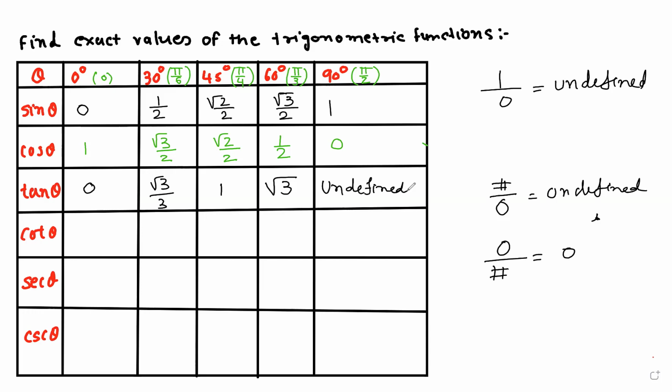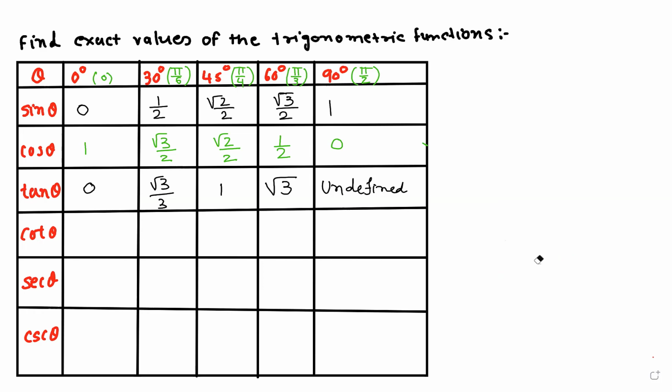Now, the next step is cotangent theta. To find cotangent theta for each of these angles, we're going to start writing the values of tangent theta backwards. So we will write undefined here, radical 3 here, 1 here, radical 3 over 3 here, and 0 here. One more time: undefined here, then radical 3 goes here, 1 goes here, radical 3 over 3 goes here, and 0 goes here. We're done with the cotangent values.